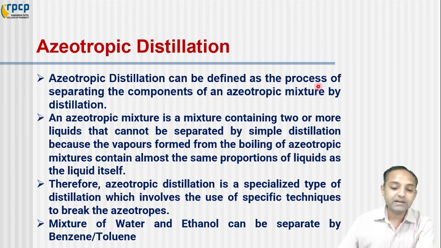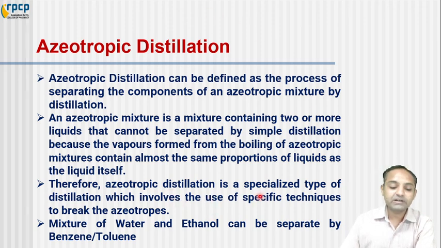Next is azeotropic distillation. It can be defined as a process of separating the components of azeotropic mixtures by distillation. An azeotropic mixture is a mixture containing two or more liquids that cannot be separated by simple distillation, because the vapor formed from boiling the azeotropic mixture contains almost the same proportion of the liquids as the liquid itself. Due to that, simple distillation does not work.